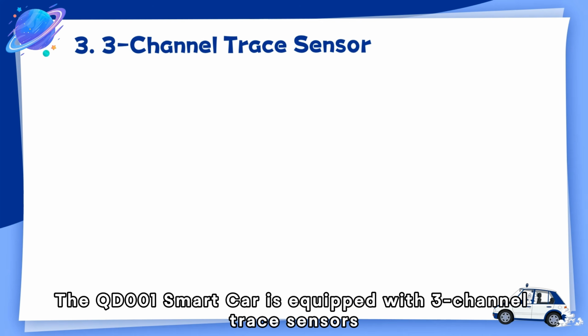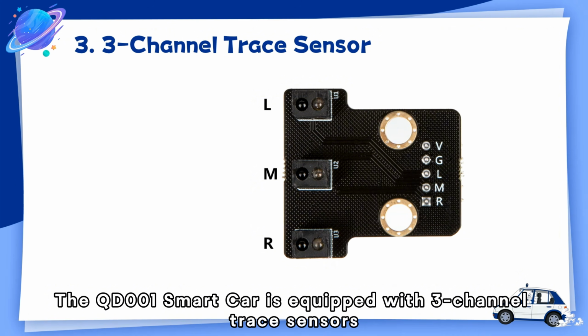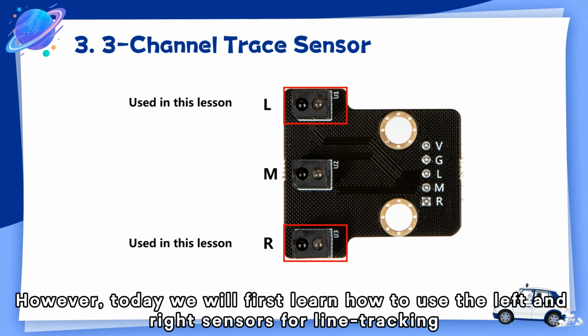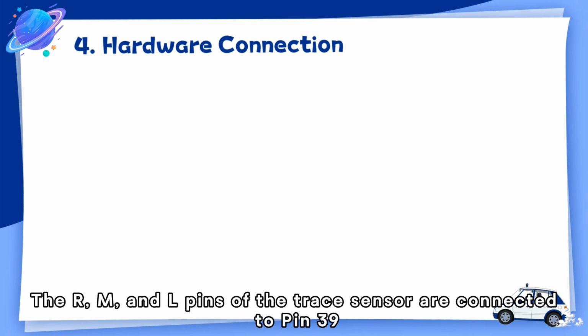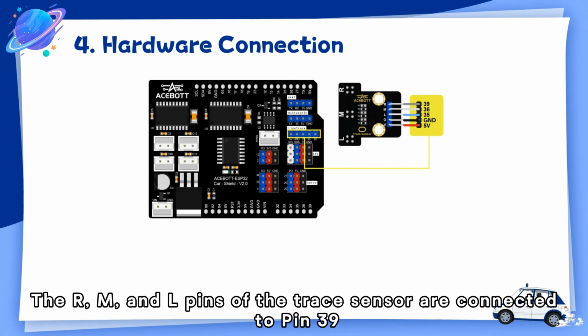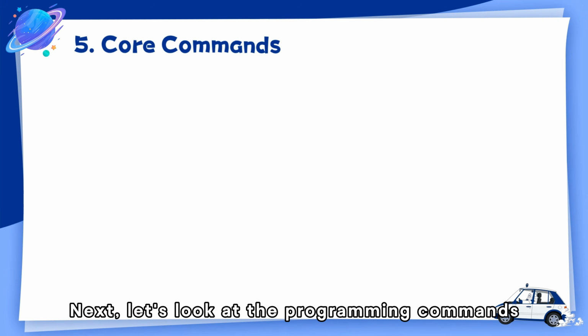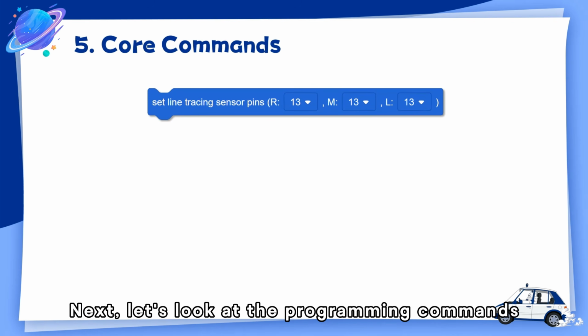The QD001 Smart Car is equipped with 3-channel trace sensors, which can detect the left, center, and right directions. However, today we will first learn how to use the left and right sensors for line tracking. The R, M, and L pins of the trace sensor are connected to pin 39, pin 36, and pin 35 of the ESP32 respectively. Next, let's look at the programming commands.